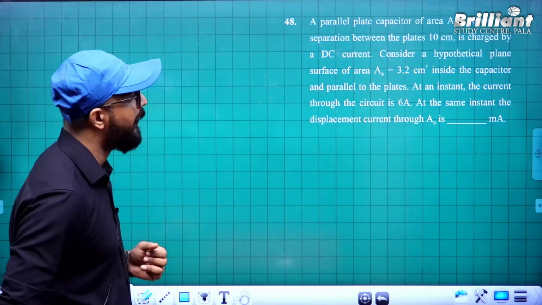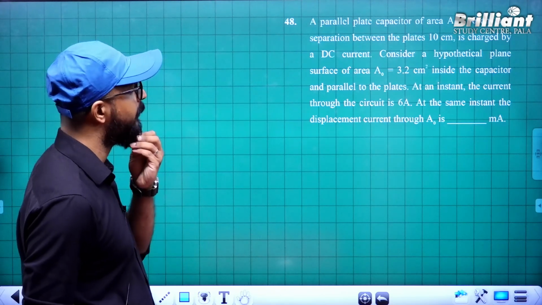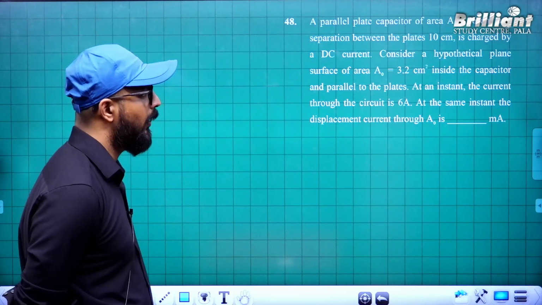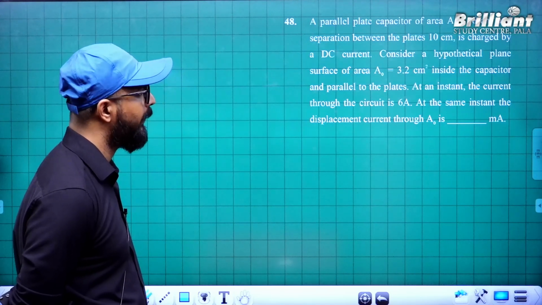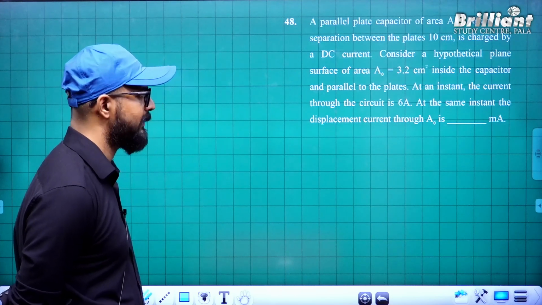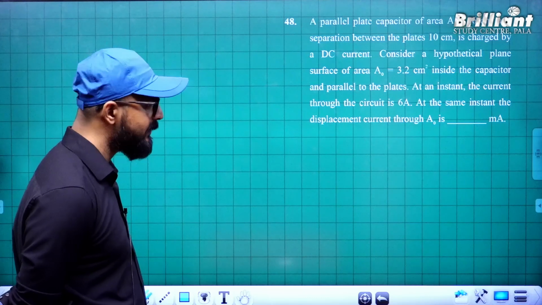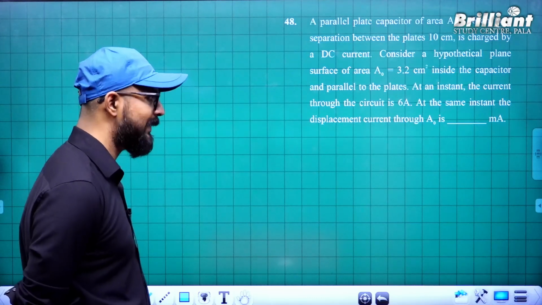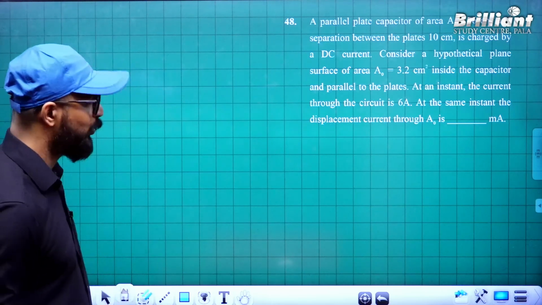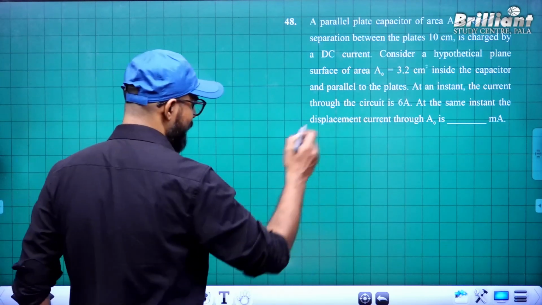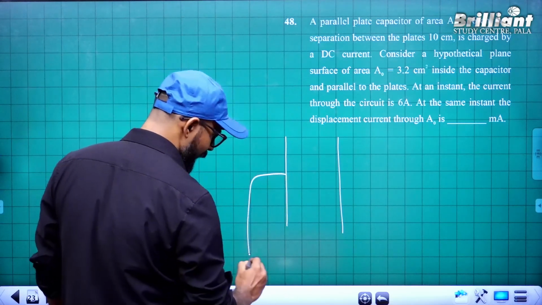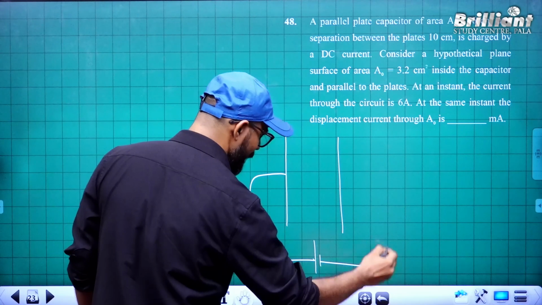A parallel plate capacitor of area 16 centimeters square, separation between the plates is 10 centimeters, charged by DC. Consider a hypothetical plane surface of area A0 equal to 3.2 centimeters square inside the capacitor parallel to the plate. At an instant, the current in the circuit is 6 ampere. At the same instant, the displacement current through A0 is. We have to find displacement current through A0. See, it's a very simple situation.